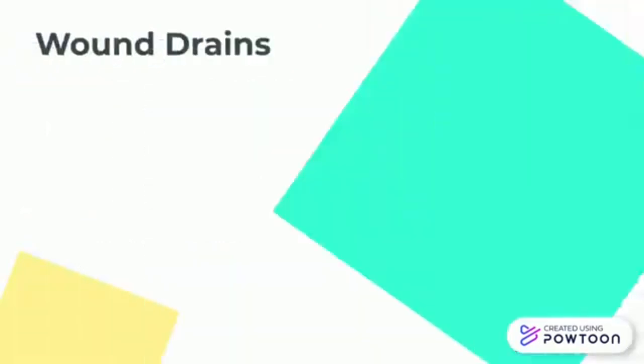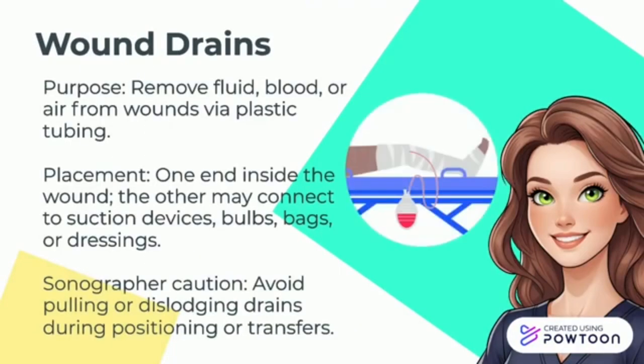Wound drains. Wound drains are plastic tubes that provide a way for fluid, blood, or air to drain out of the body. One end of a wound drain is placed within the wound, and the other may be connected to a suction collection device. The fluid may be collected in a draining bag, plastic bowl, or onto a dressing. Sonographers must be careful and avoid pulling or dislodging wound drains during patient positioning or transfer.